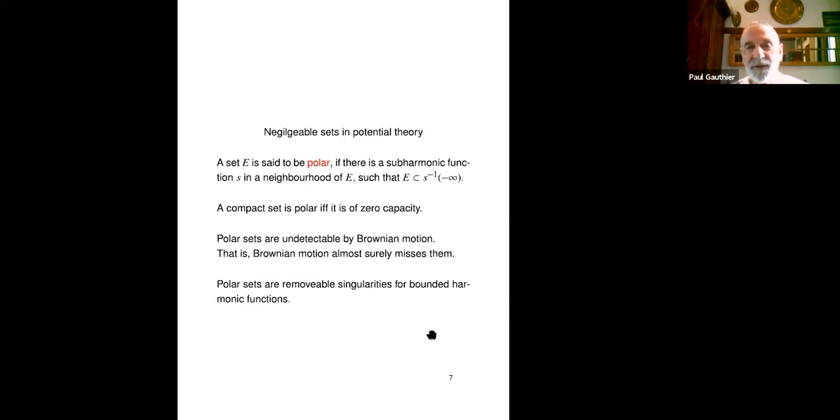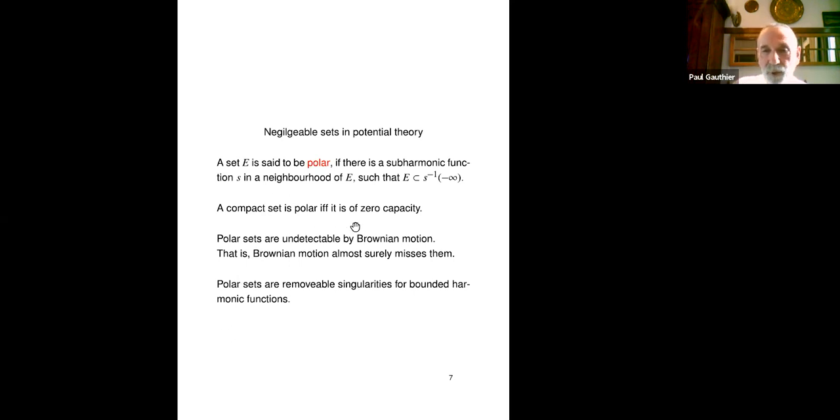In potential theory, there are negligible sets, sets that are small. A set E is said to be polar if there is a subharmonic function in a neighborhood of this set E such that E is contained in the set where the function takes the value minus infinity. Remember, subharmonic functions can take the value minus infinity. They can't take the value plus infinity, but they're allowed to take the value minus infinity. For example, the log function takes the value minus infinity at 0.